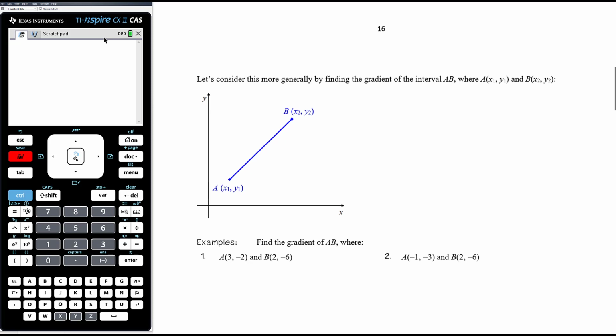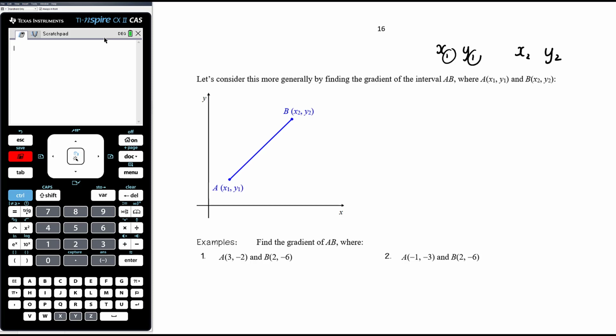Okay, so let's consider gradient more generally by finding the gradient of the interval AB, so the interval AB being a straight line joining A and B, where A has coordinates x1, y1, and B has coordinates x2, y2. Can we talk a little bit about this notation first, because we're going to see this a lot throughout this topic. x1, y1, x2, y2.